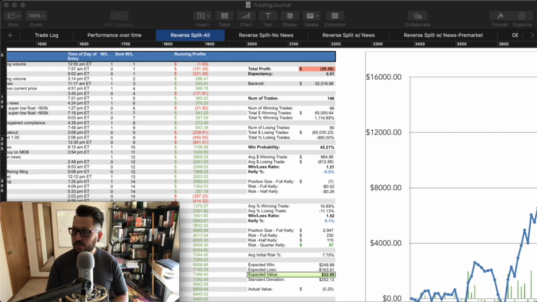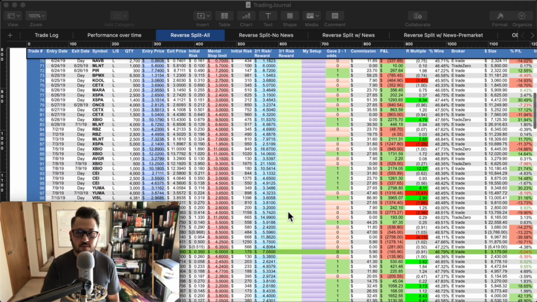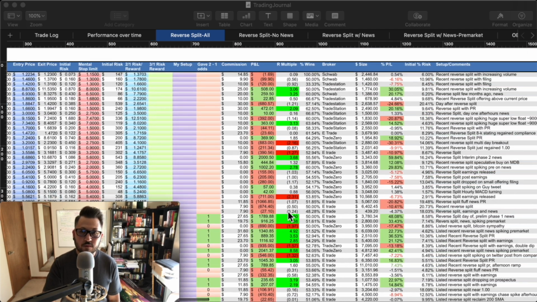So when I'm going through the spreadsheet, there's going to be a lot of formulas and calculations that are occurring in the spreadsheet, and I'm not going to get into those. That'll make this video just way too long and could be too confusing for some people. You should be able to just look it up online and find how to do various calculations to get all of this data. So this is my reverse split spreadsheet. This has all of the trades that I've taken that were on reverse splits.